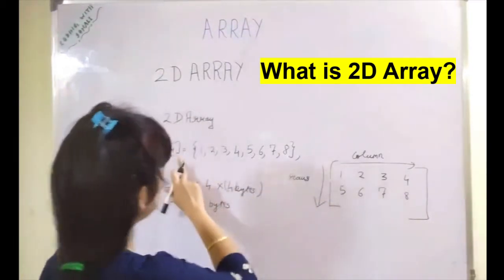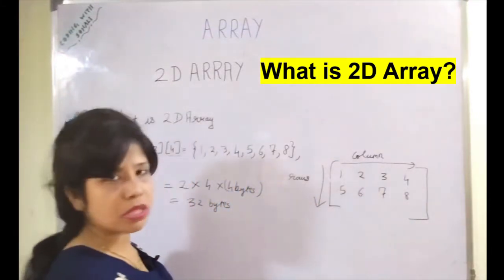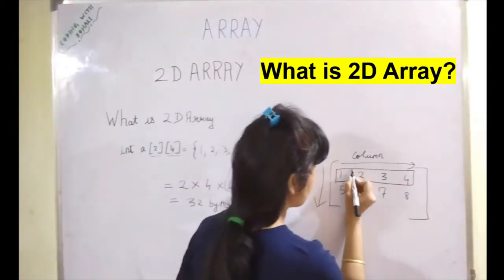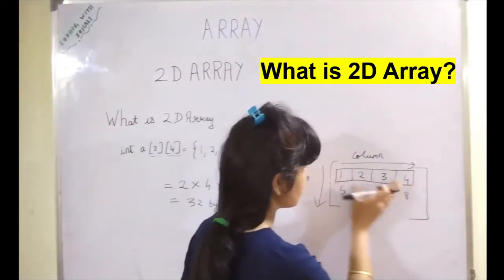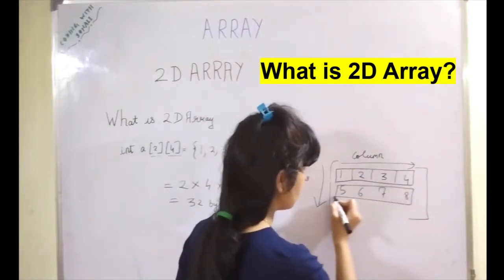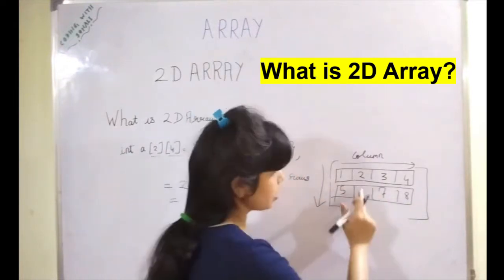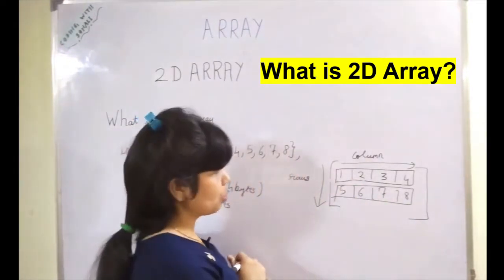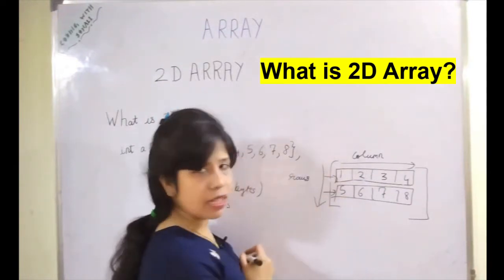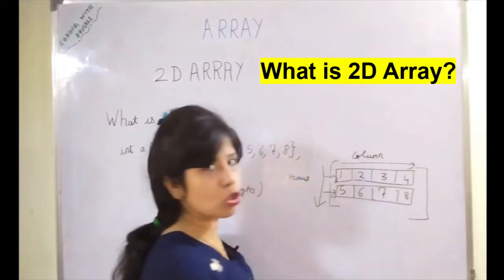In the case of this 2D array, having 2 rows and 4 columns, if you consider this one, that is the first row, you can see it is a one-dimensional array. And this second row is also a one-dimensional array. So these are the two elements you have in your 2-dimensional array. This is your first element, this is your second element. The first element is a 1D array and the second element is also a 1D array.